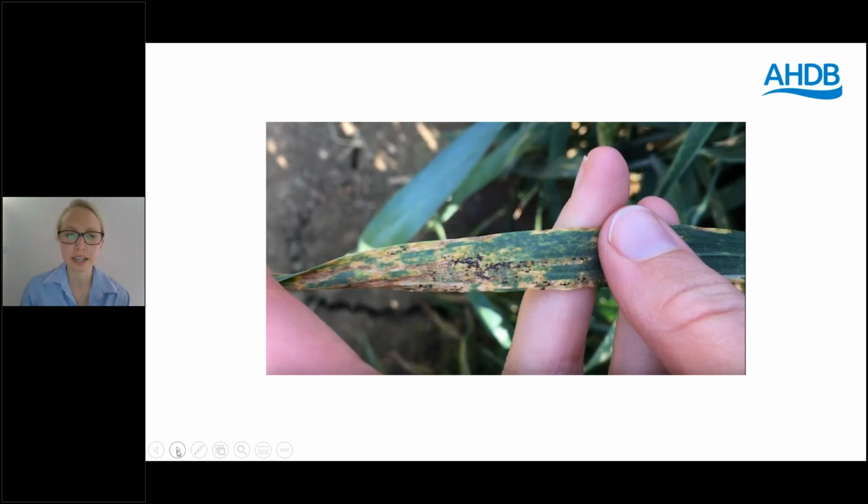And these are telia spores, which you get from yellow rust later in the season. They're the secondary black spores that appear, and don't confuse them with Septoria pycnidia. They are larger than Septoria pycnidia, so it should be easy to distinguish, but just be aware that you can get these from yellow rust. Next slide, please.